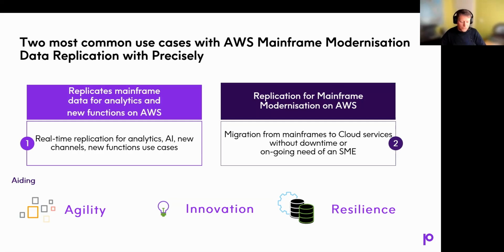We also have the use case which is more related to what I'm doing today on the mainframe. So not really the data itself, but it is, I have something that runs on the mainframe, but I want to run it now somewhere else. I want to use a cloud service instead. And this migration should be done without downtime, without an ongoing need of an expert.